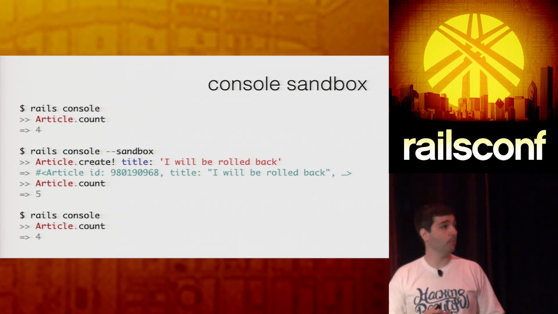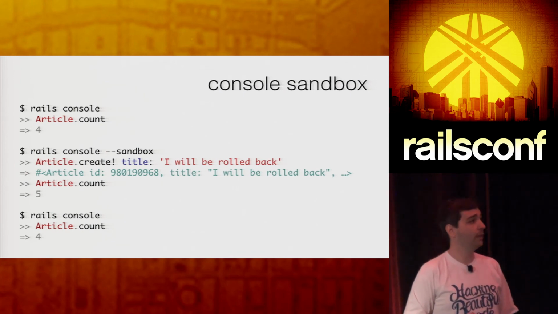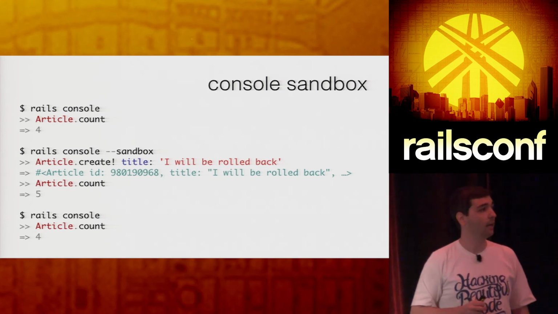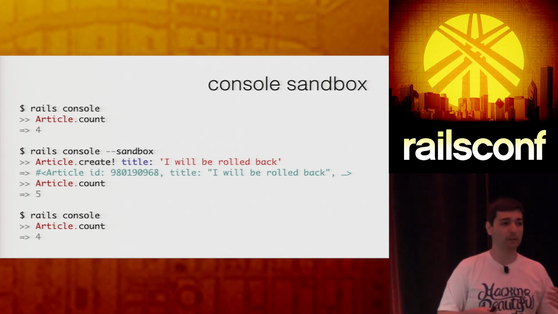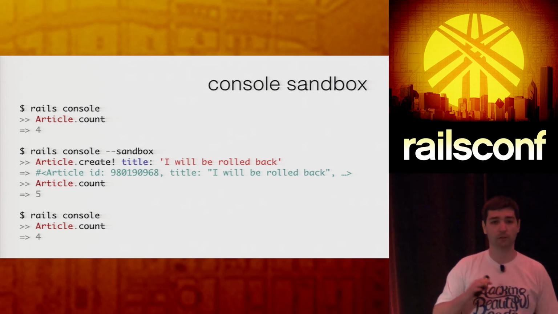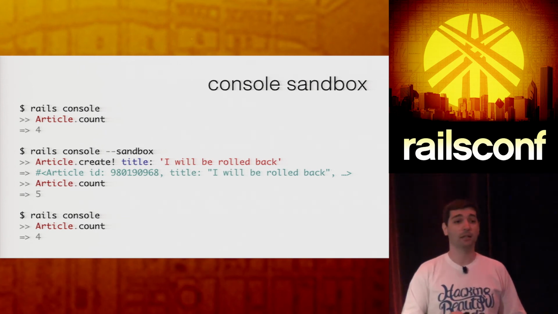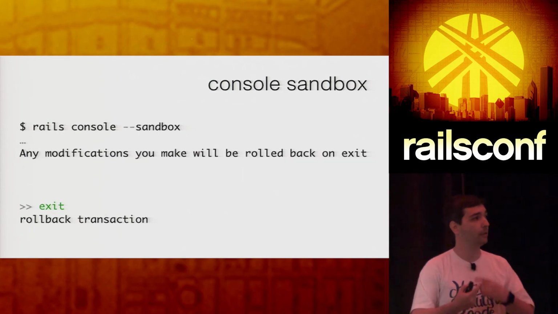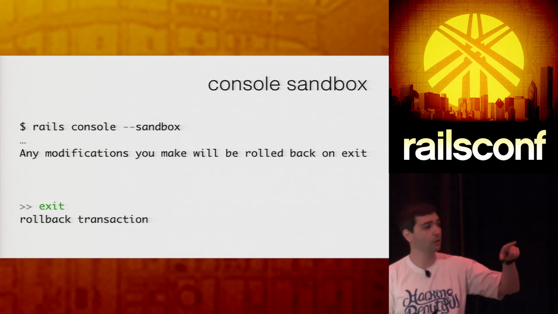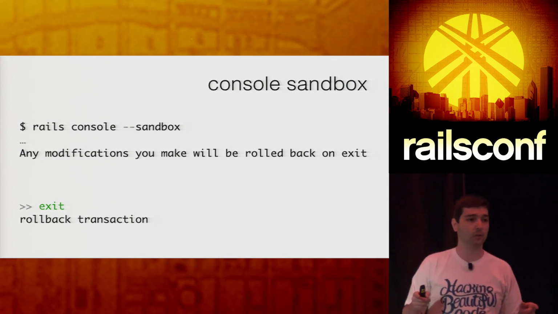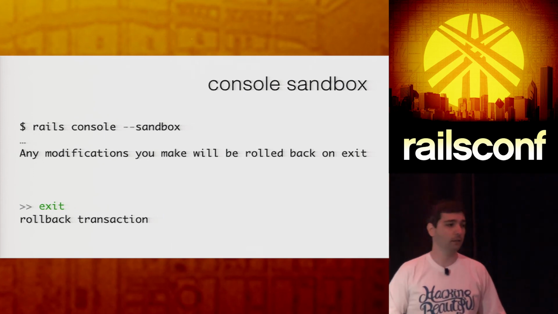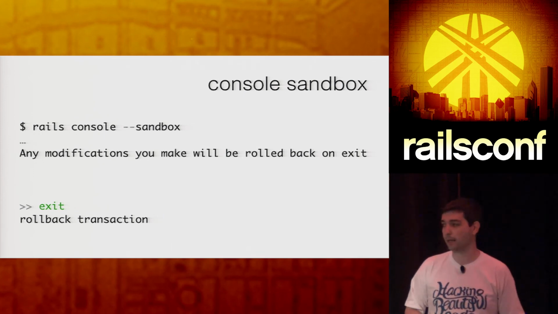And finally, sandbox. So whenever you go to the console, if you pass in the sandbox flag, you can do whatever you want, create records, delete records, change records, and when you leave the console, it's going to be rolled back. Right? So what Rails does is, when you start the console with sandbox, it starts a new transaction, gives you that message, and when it exits the console, it rolls it back. So you can test whatever you want there, and you can be sure that it's going to be rolled back.